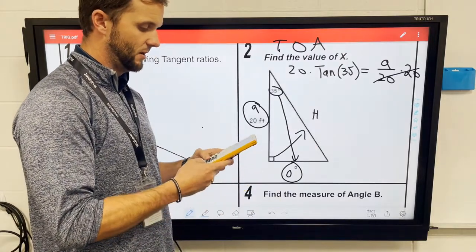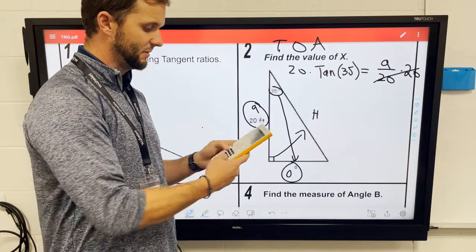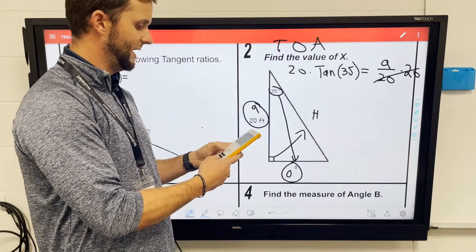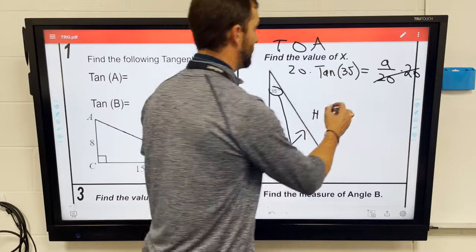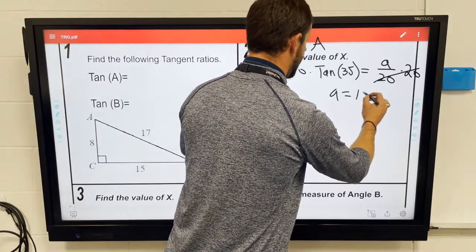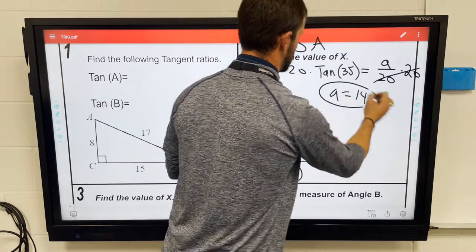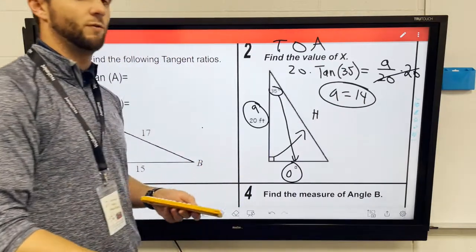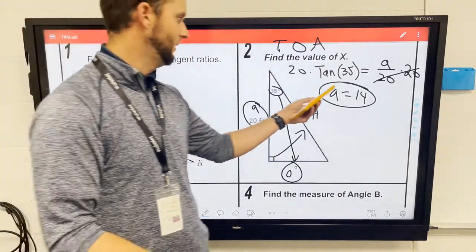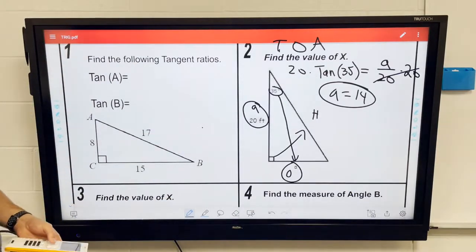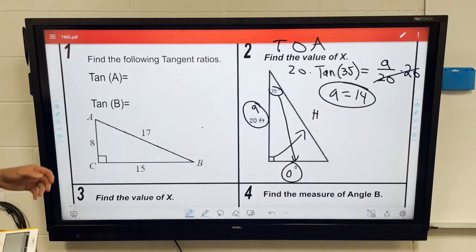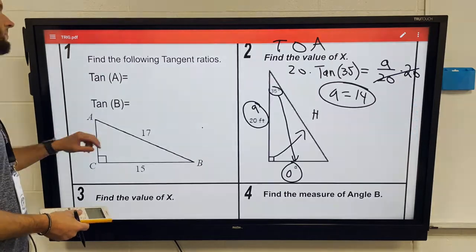On my calculator, I'm going to do 20 times, I'm going to click the trig button and go to tangent and type in 35. And when I click enter, that's going to give me roughly an estimate of 14. So 14.0042 would be the actual answer, but I rounded it to 14 on this one, okay? So that's how you find the missing length using the tangent ratio. Jump over to example number 3.